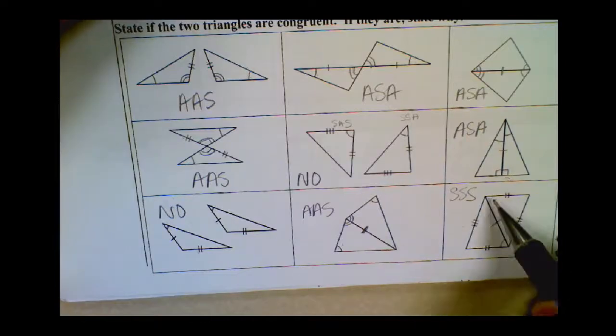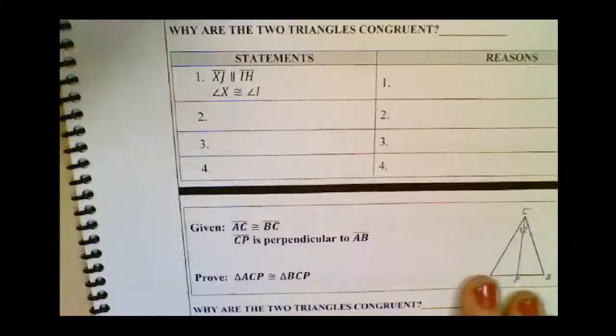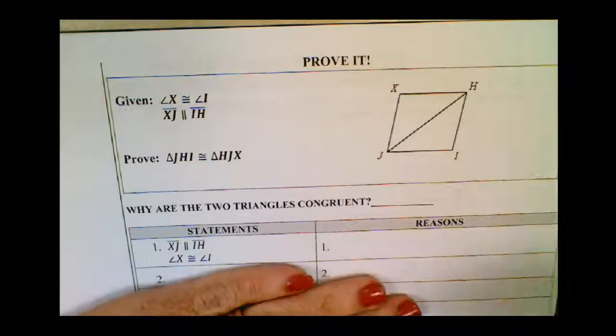So we could also look at it as ASA. Okay, a couple ways. Sometimes there's more than one way to prove a triangle congruent. Okay, so let's do some quick little baby proofs.